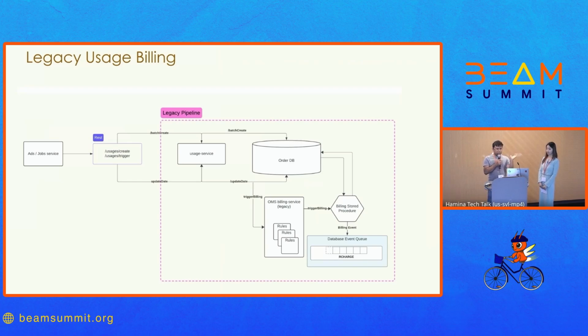So it all starts out, if you read from the left side, you have ads and jobs, our services which are sending us usages. And these usages come through two big APIs they call. One of them is batch create, where they send these usages in a RESTful way. And they also tell us when to trigger the charge, because that gives them the control. But I'll go into the next slide where that is creating problems for us.